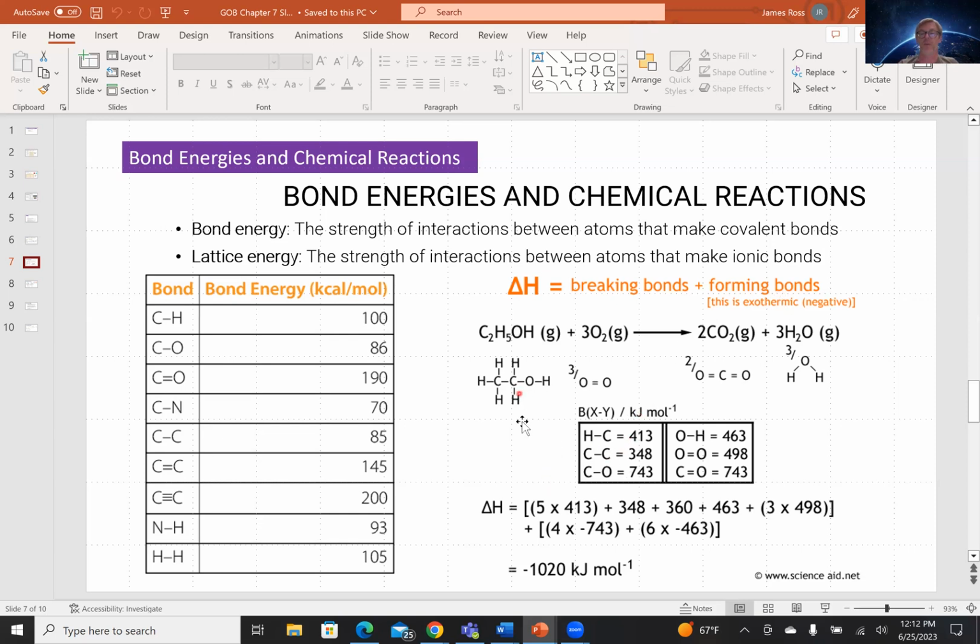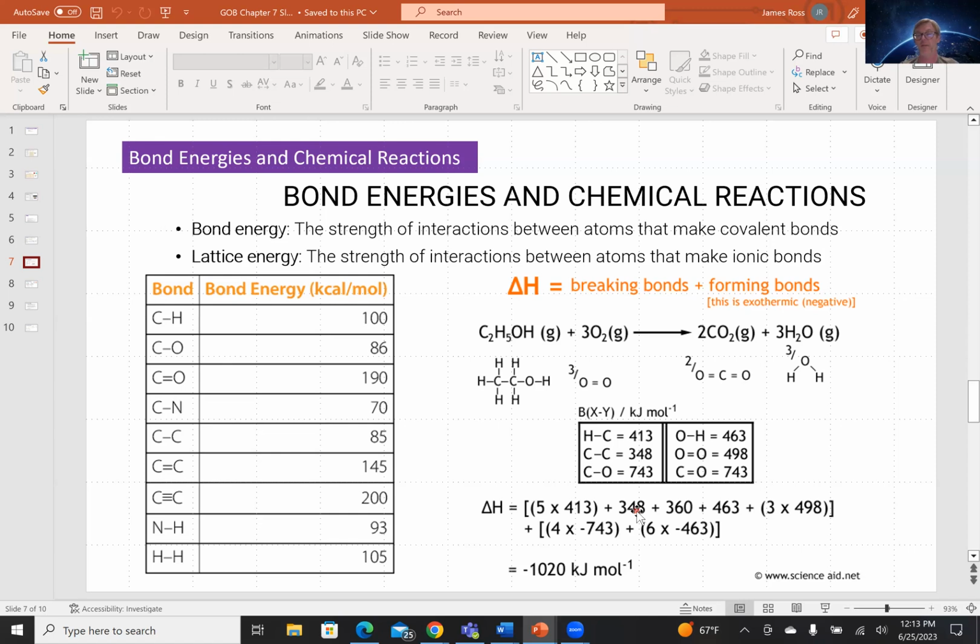So if we look at this calculation, 413 is the first number. This is the CH bond. In ethanol, we're going to be breaking these bonds. We've got 5 CH bonds in ethanol, so we have 5 lots of the bond energy for a CH bond. Plus, we have 1 carbon-carbon bond, which has a value of 348. So we add that.